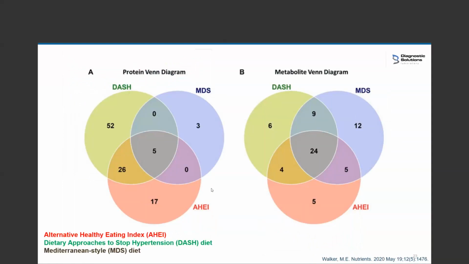So some of this research is looking at how you tell the difference between some of these. They looked at the Alternative Healthy Eating Index, the Dietary Approaches to Stop Hypertension (DASH), and the Mediterranean style diet. With the proteins, the Mediterranean diet did not really correlate as much as the Alternative and the DASH. But when you looked at the metabolites, they all had similar results. So just parsing out those types of things is what you're seeing.